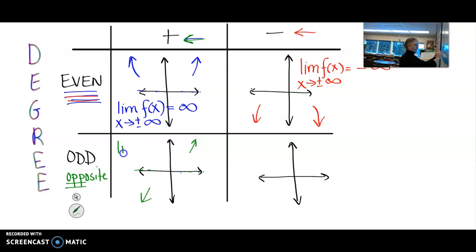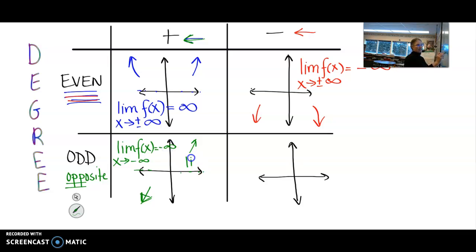So in this case, when it's odd, you're going to need to write two limits, because we're going to look at what happens as x goes to negative infinity. And if it's an odd degree and a positive lead coefficient, the ends of the graph are going down to negative infinity.